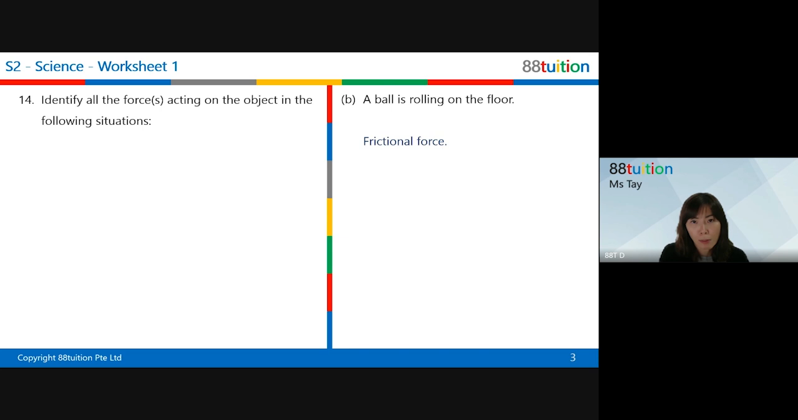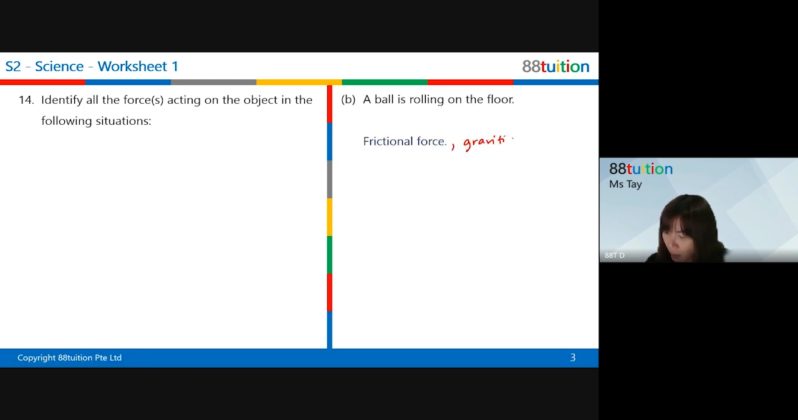Gravitational force at your level, yes, they will mark it right. Because if there is no gravitational force acting on the ball, it will be floating everywhere. Yes, correct. Gravitational force is always acting on all of us, doesn't matter where we are. So yes, you can have gravitational force also. I will say that there is also gravitational force.